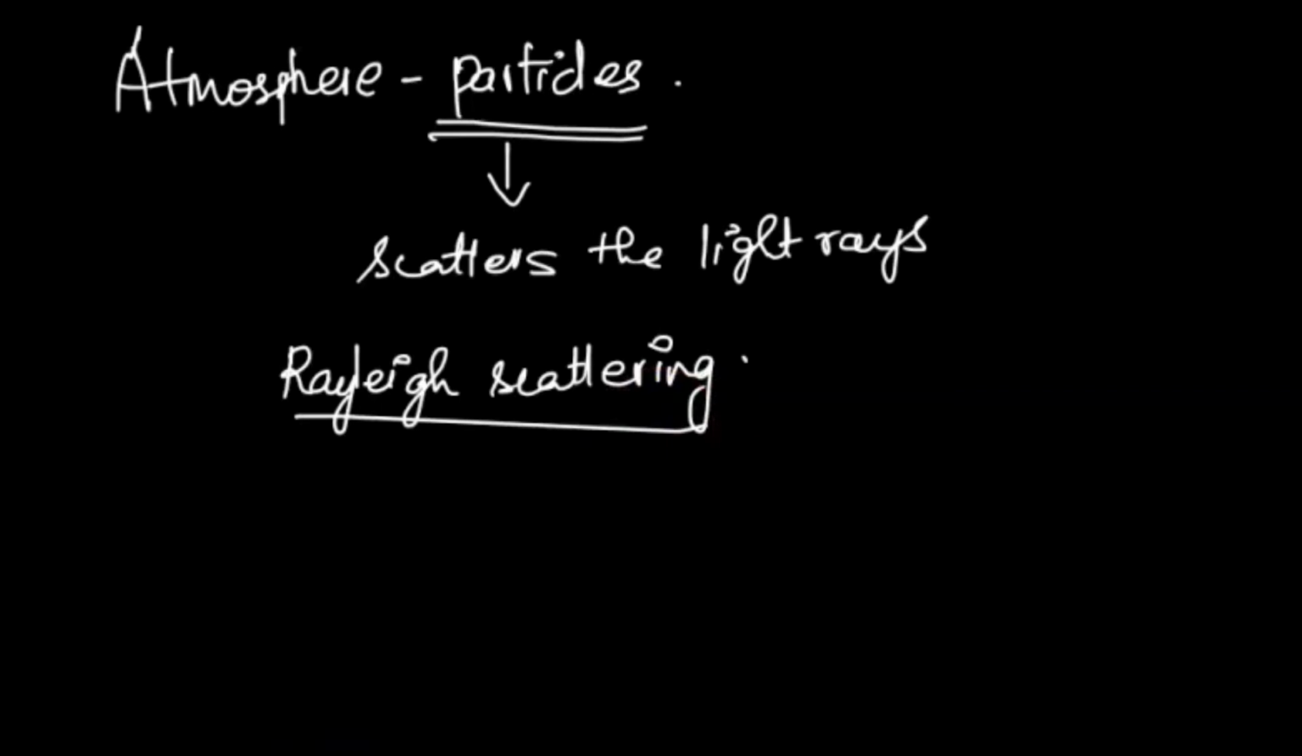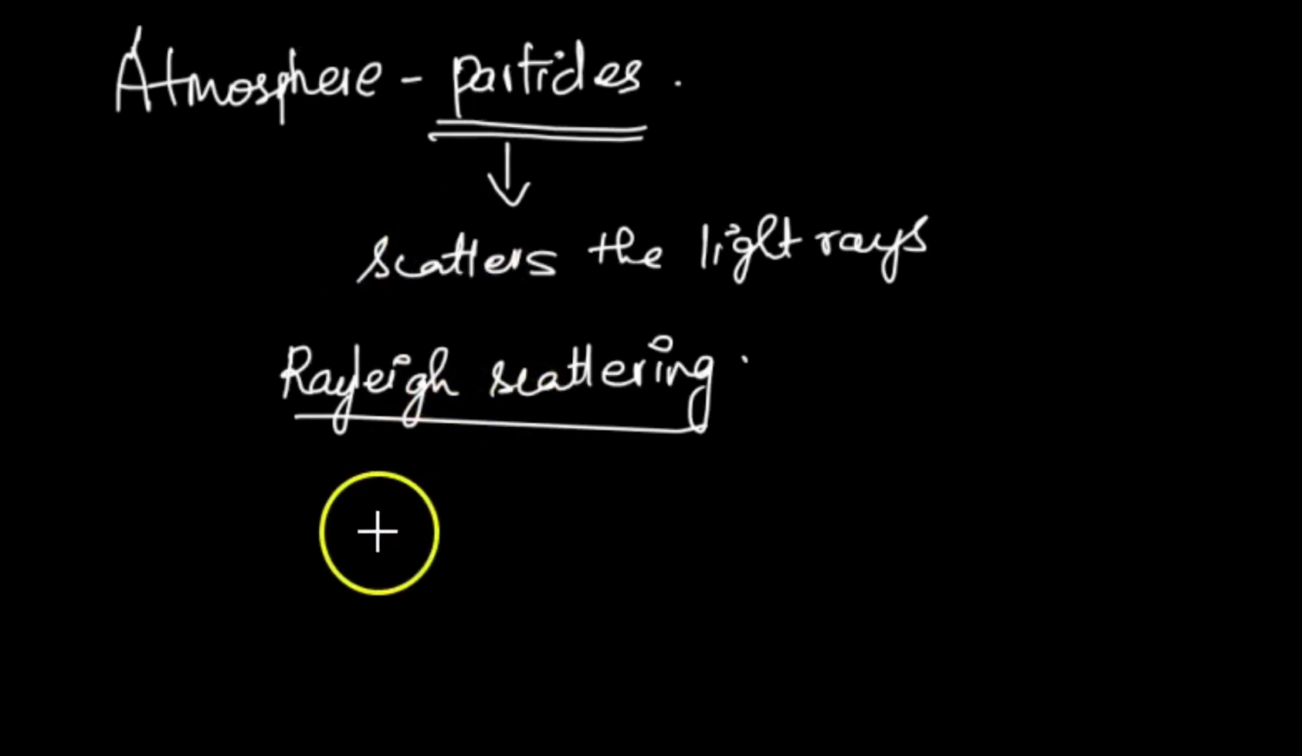According to this theory, all the light rays, all the colors which fall on the particles will be scattered, which means we should be able to see various colors in the sky, but we are able to see just the blue color. Why is that? To explain that, we need a formula.